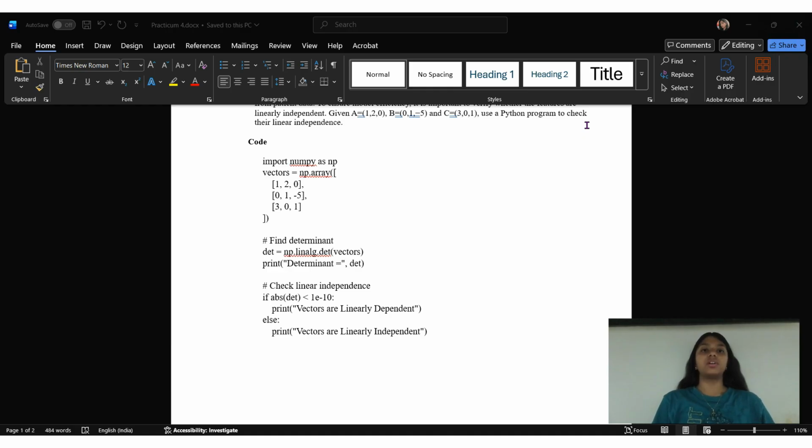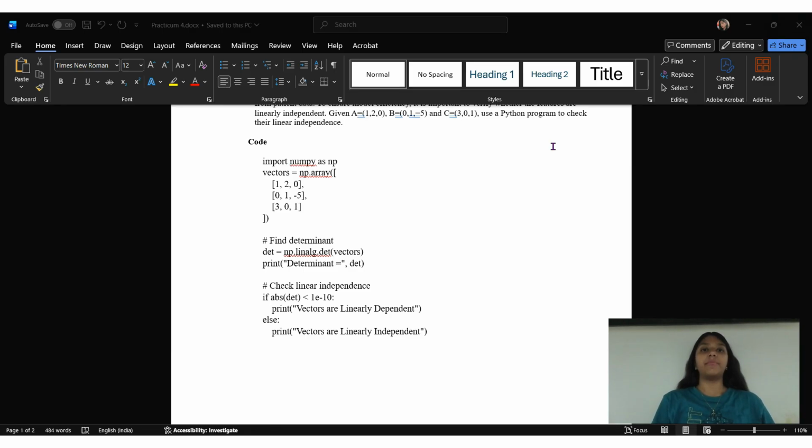In our code, we print the determinant. Then we check if the determinant is very close to 0. Within a small tolerance, we say the vectors are dependent. Otherwise, they're independent. This tolerance is important because floating point calculations in Python can produce tiny rounding errors.